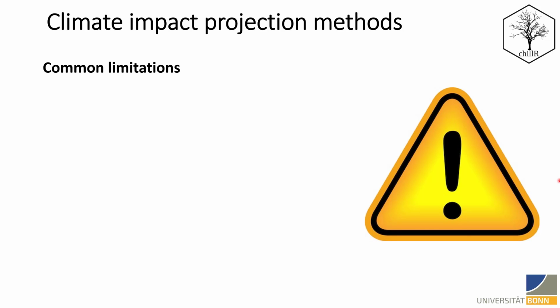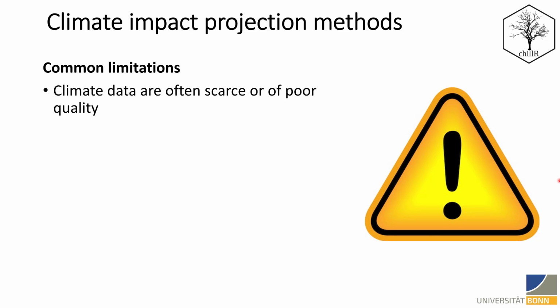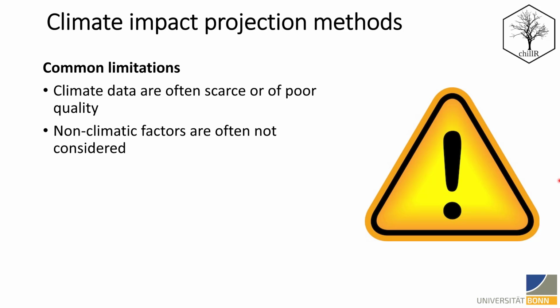So common limitations of all climate impact projection methods, and that's important to know, is that climate data are often scarce or of poor quality, certainly, but non-climatic factors are often not considered. This is actually rather important because many, many climate impact projection studies come across as if the climate is the only thing that determines how agricultural systems work. Of course, if you have a projection for the end of the 21st century or even for 2050, you can imagine that probably all kinds of other things will also change by then. It's not just the climate.